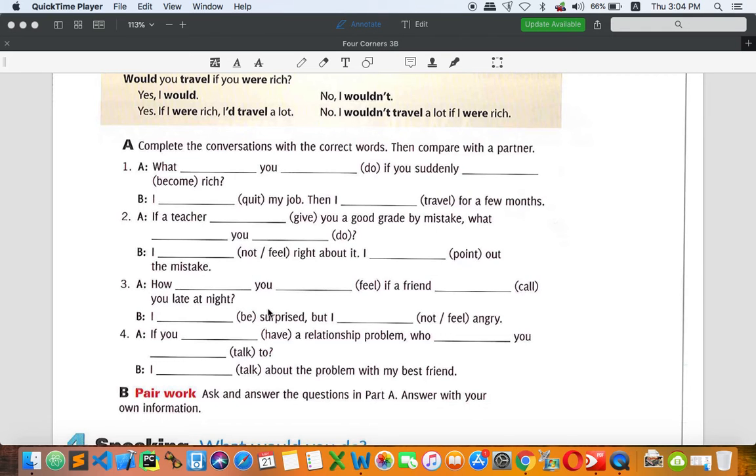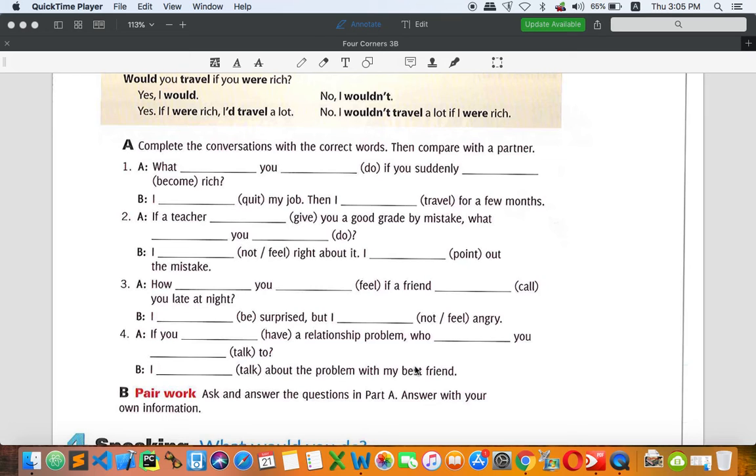Okay, and number three is, how would you feel if a friend called you late at night? Maybe it's fine or not. And then the answer is, I would be surprised, but I wouldn't feel angry. It depends. You might feel angry, but this person wouldn't feel angry at all because it is his friend. And number four: if you had, so have changes to past, if you had a relationship problem, who would you talk to? And then B said, I would talk about the problem with my best friend.